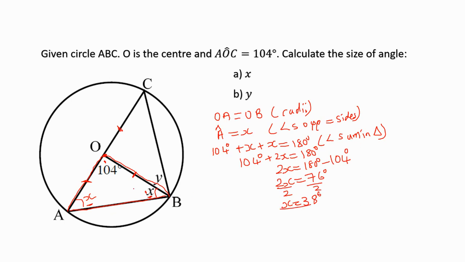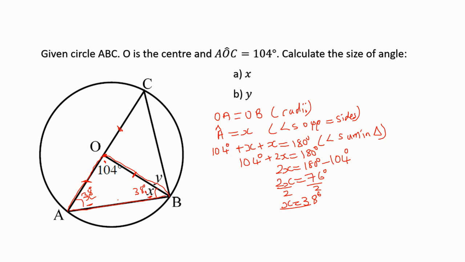We can write here, this is 38 degrees. This is also equal to x, so it's going to be 38 degrees there. So every piece of information you must write on the diagram, okay? So we've managed to find our x. Let's go to the next question where we're going to find y.